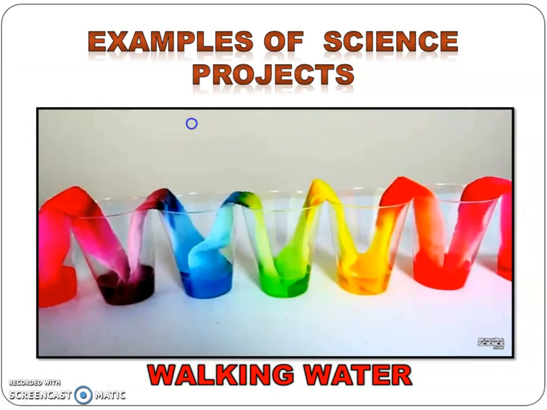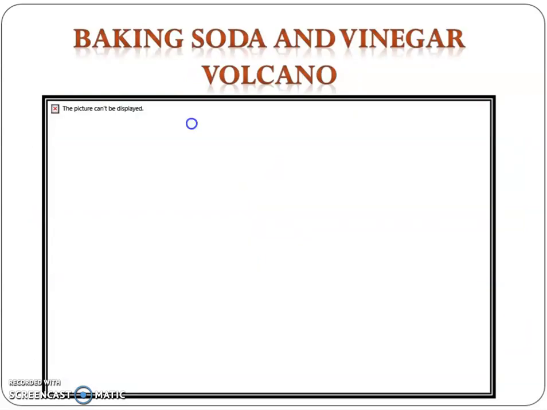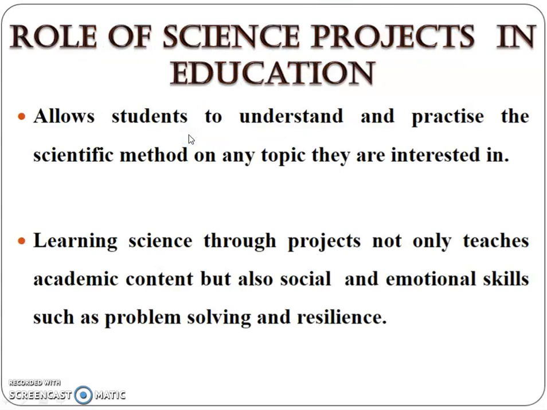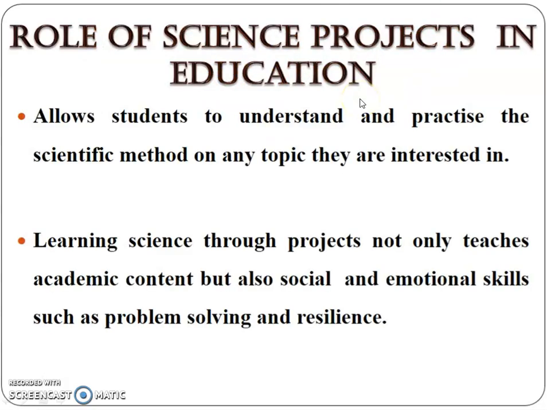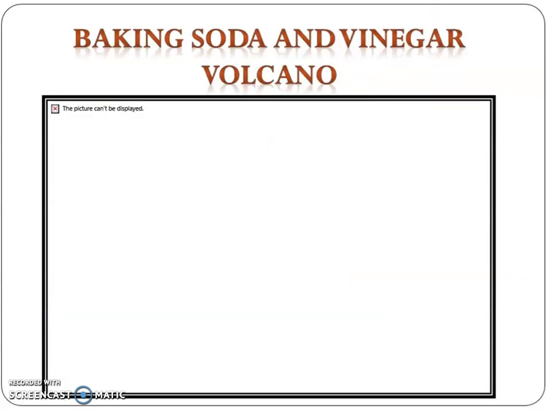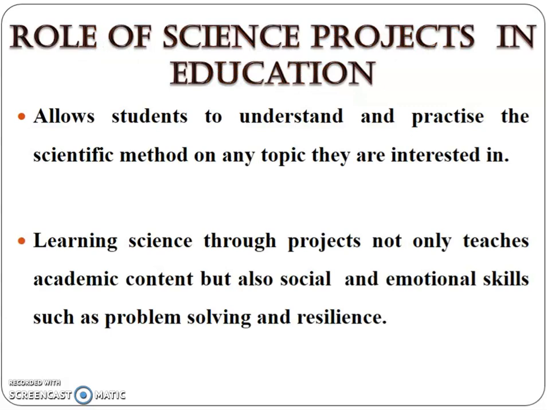These are some examples of science projects: working water, potato battery, baking soda and vinegar. Sorry, the picture can't be displayed due to an error. But you can always search how baking soda and vinegar could be used to cause a volcano.